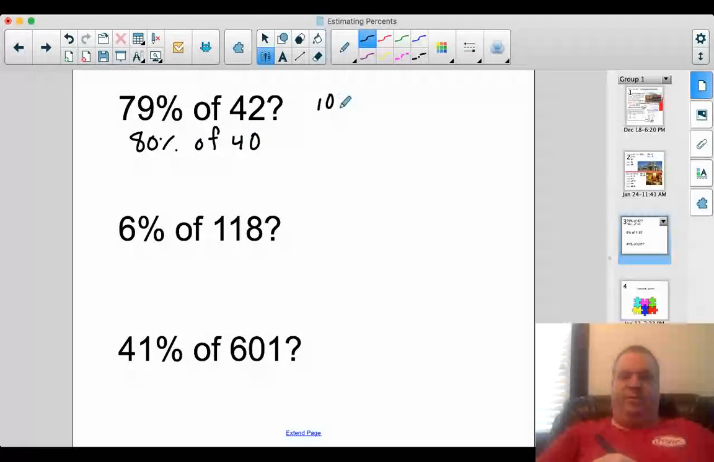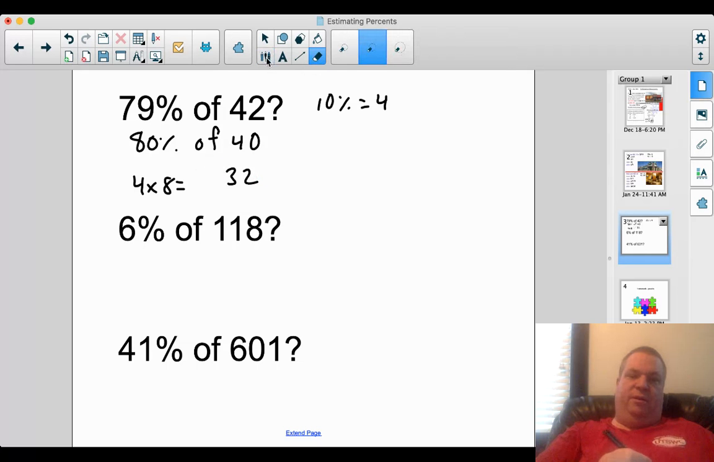I'm going to find 10% first. 10% of 40 would just be 4. Okay, and then if I'm trying to make 80%, well, 80% would be 8 times as much as 10%. Right? I need 8 tens to get up to 80. So I'm going to take this 4, and I'm going to multiply by 8. Okay, so it's about 32. I actually don't know if it's money here. Didn't tell me that. So it's about 32. So that's my estimate.